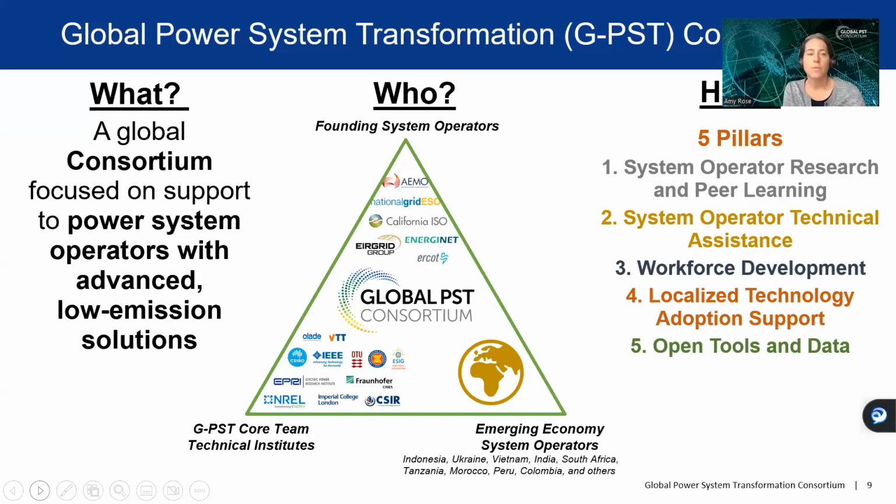And the way that we work is through 5 pillars. We call them action pillars. The first is really focused on research for emerging challenges and new solutions that we need to develop to operate a high RE grid, and then peer learning to disseminate those findings. The second pillar, where I work, is on system operator technical assistance, so helping to implement those solutions. The third pillar is focused on foundational workforce development. Pillar 4 is on localized technology adoption and support. And the 5th pillar is on the development of open data and tools. And I'll talk a little bit about each of these more in a minute. But first, if we go to the next slide.